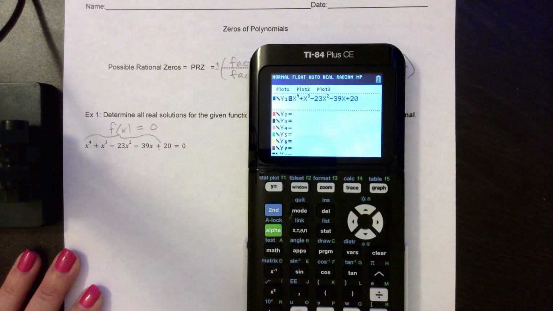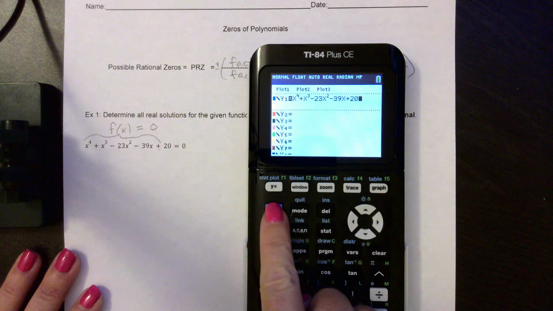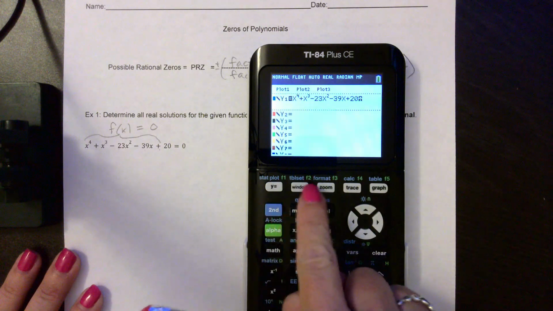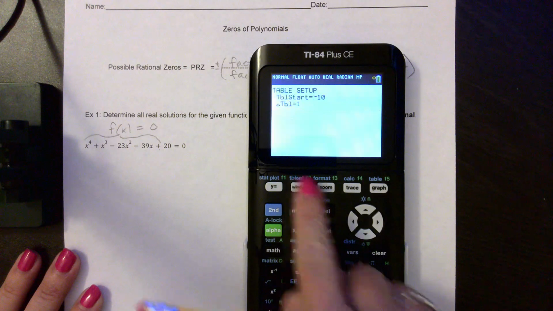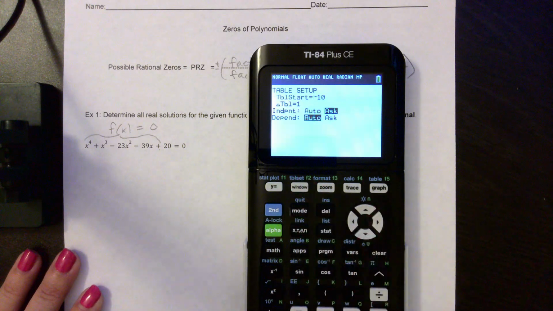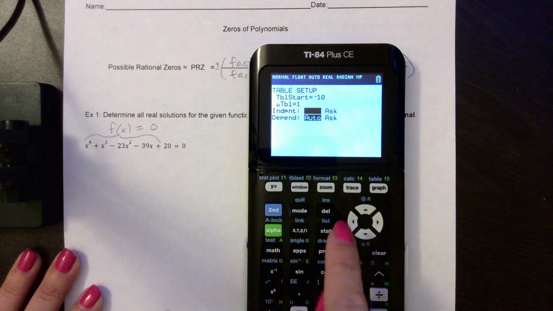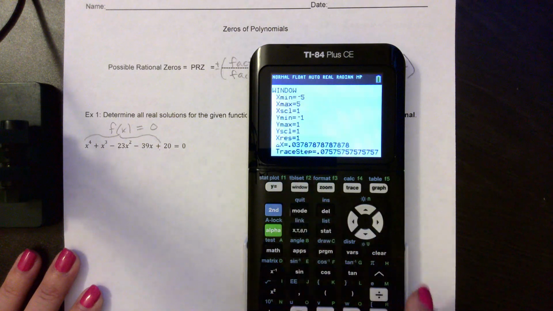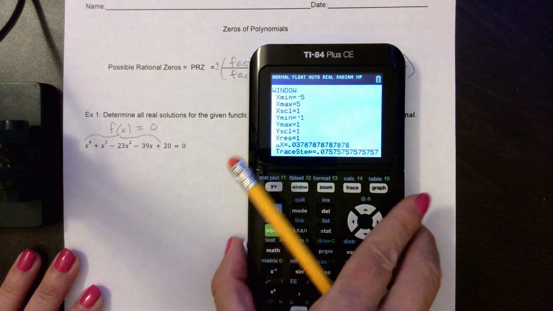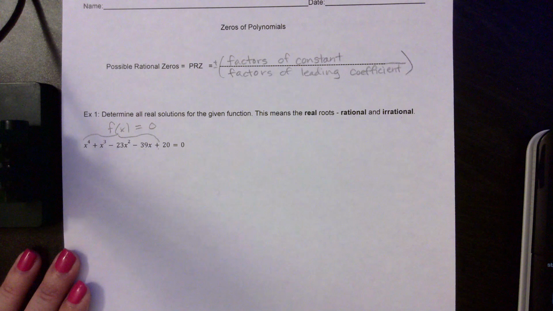So I always take some time here and just make sure that I typed everything in correctly, because that's usually my biggest mistake, and it's a lot of work to go through just for typing something in incorrectly. So the next thing that we want to do after this is I want to go into second table set, and please just make sure that auto is highlighted. And then I'm going to go to my window, and I actually realized before I change my window, let's figure out what our PRZs are.